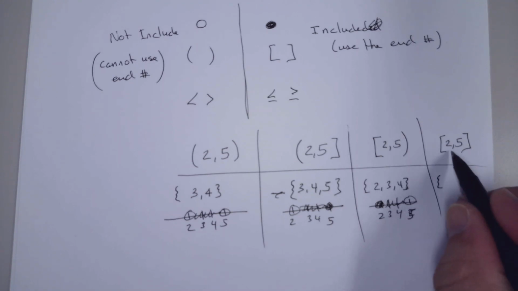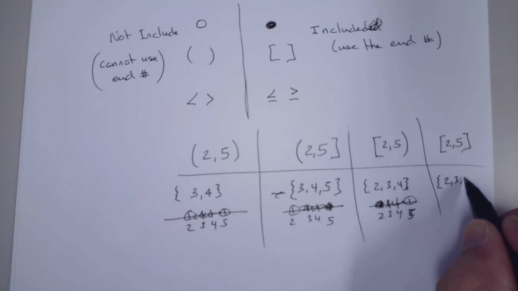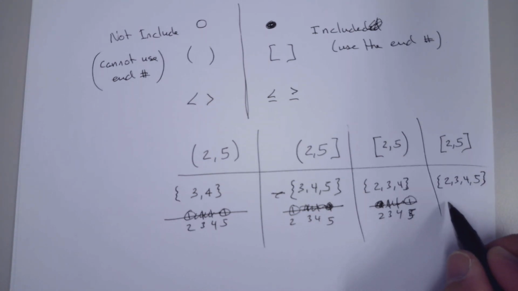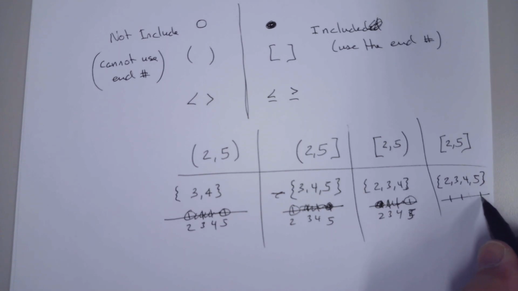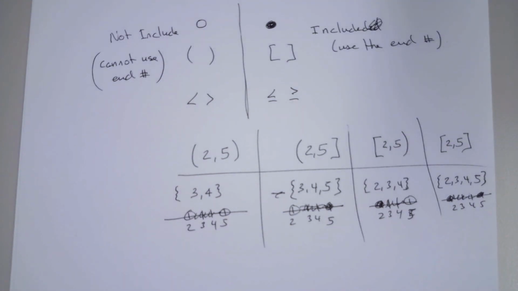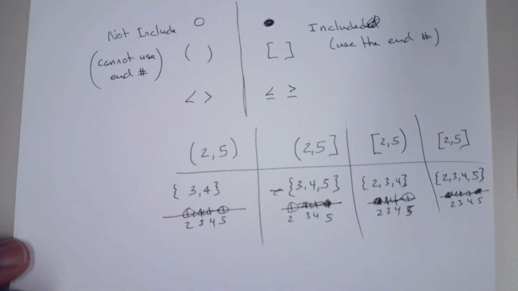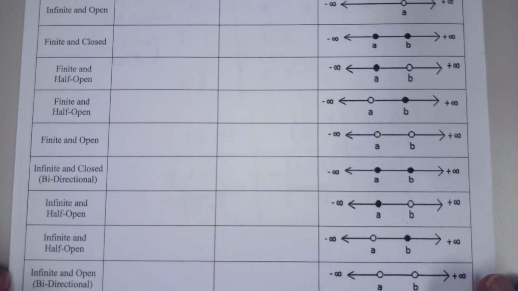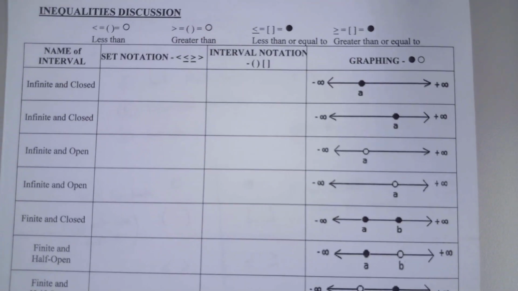Likewise, this one I can use the endpoints, so it's 2, 3, 4, 5, which just means both endpoints are solid, and I can use everything between there. That's what the symbols mean. All right, so let's look at these now. Here's the chart. We're going to go through all of these.